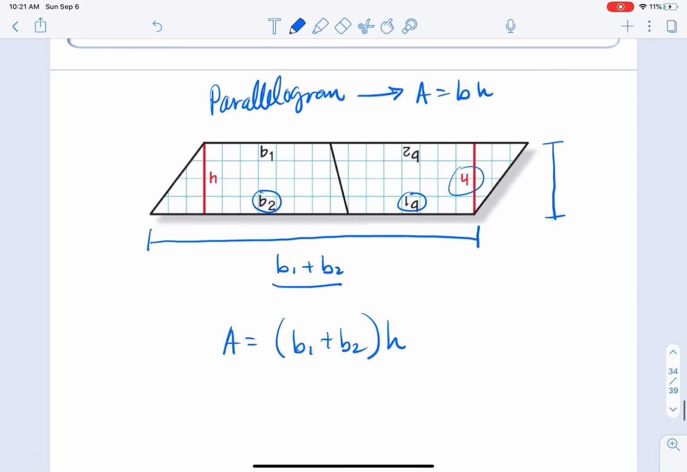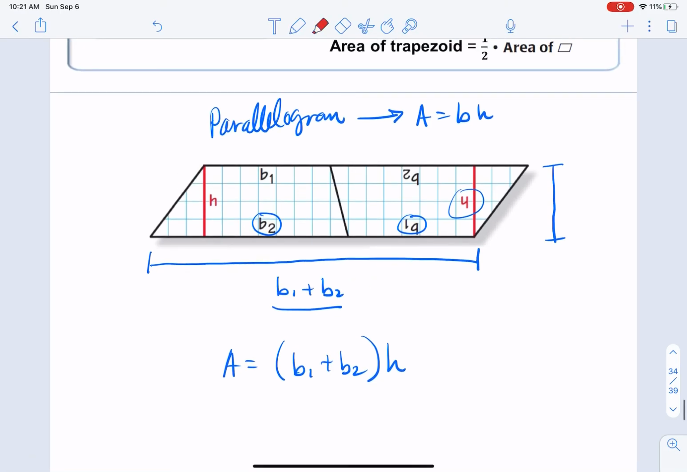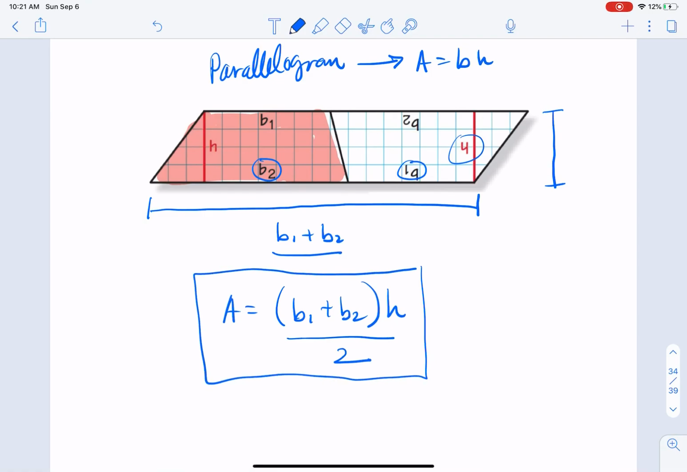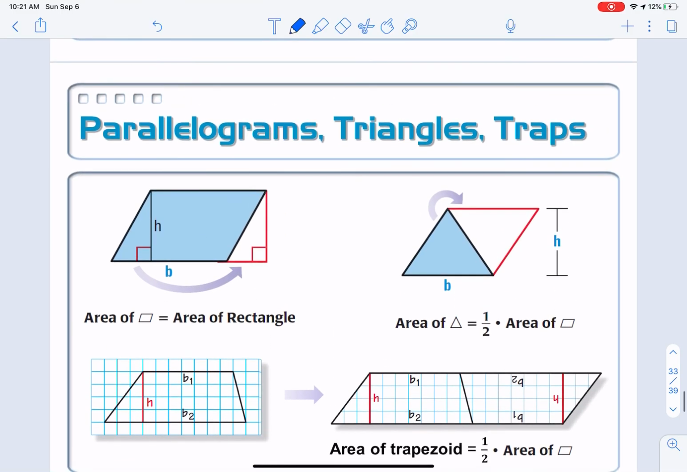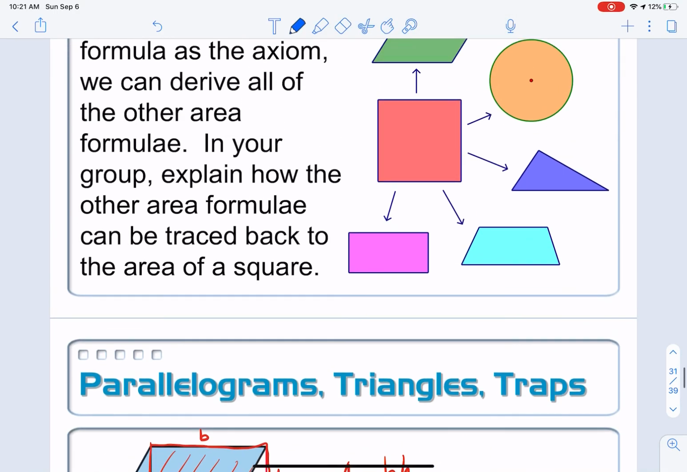So what do I do to this area formula so that I can go back to only having just this trapezoid, just one of these things? Well, I doubled the shape up, so to go back to the original one, I am going to take half of it. I'm just going to divide it by 2. So there you have the trapezoid area formula. And we can see that that one is based on the parallelogram, and the parallelogram was based on a rectangle, and then the rectangle, of course, was based off of the square.